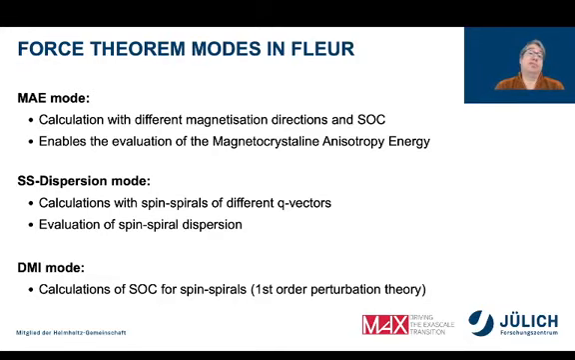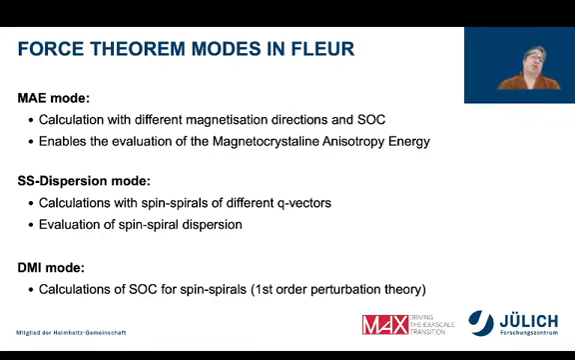Different force theorem modes actually exist for different quantities you might want to calculate. For example, we have one for the magnetocrystalline anisotropy energy, where you calculate with different magnetization directions and spin-orbit coupling, and then you can evaluate the magnetocrystalline anisotropy energy. We also have a spin spiral dispersion mode, in which we calculate spin spirals with different Q vectors, and this allows us to evaluate the spin spiral dispersion very easily, and also to evaluate, for example, these J parameters relatively simply.